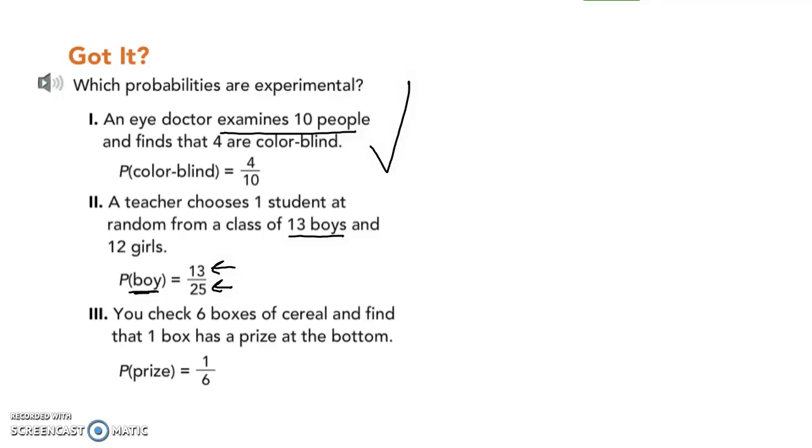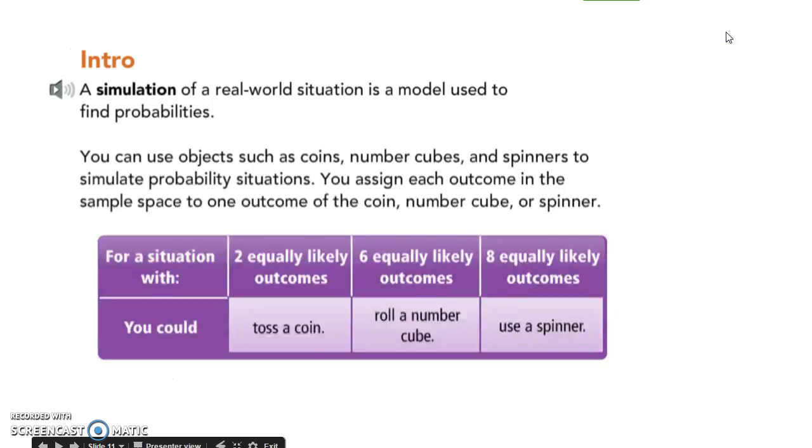And then the third one, you check 6 boxes of cereal and find that 1 box has a prize at the bottom. We actually did the checking. We found 6 boxes. We had 1 with a prize. That would also be experimental. So when you're doing the action, that's experimental. When you're just thinking about the number of possible ways you could get that probability, that's theoretical.